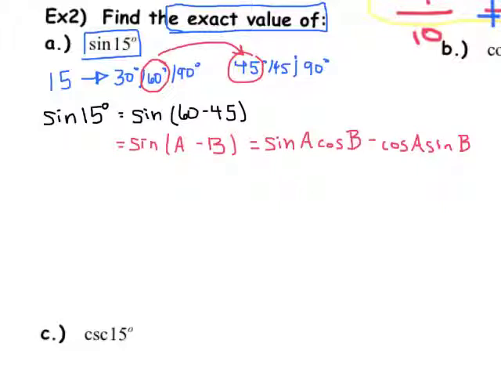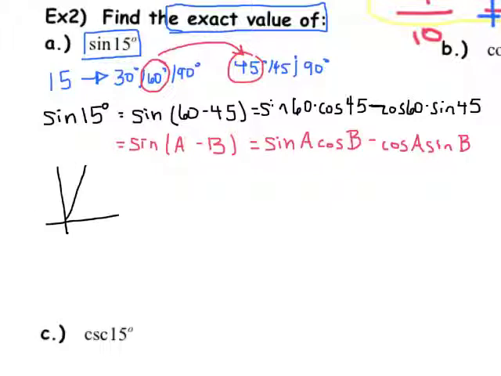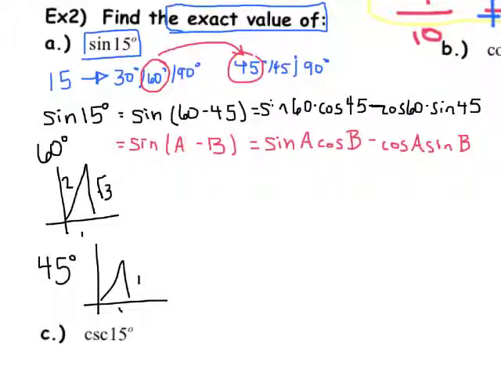All right, so 60 is A and 45 is B. So when I rewrite this, I'm going to use 60 for A, 45 for B. So sine 60 times cosine 45 minus cosine 60 sine 45. And this is subtraction. So I've got to draw my 60-degree triangle. So that's root 3, 1, and 2. And I've got to draw my 45-degree triangle. So that's 1, 1, root 2.